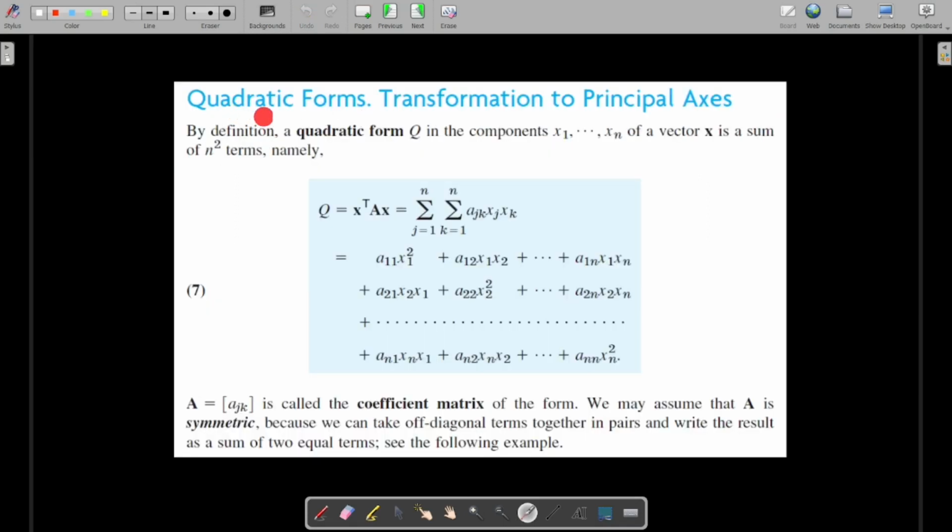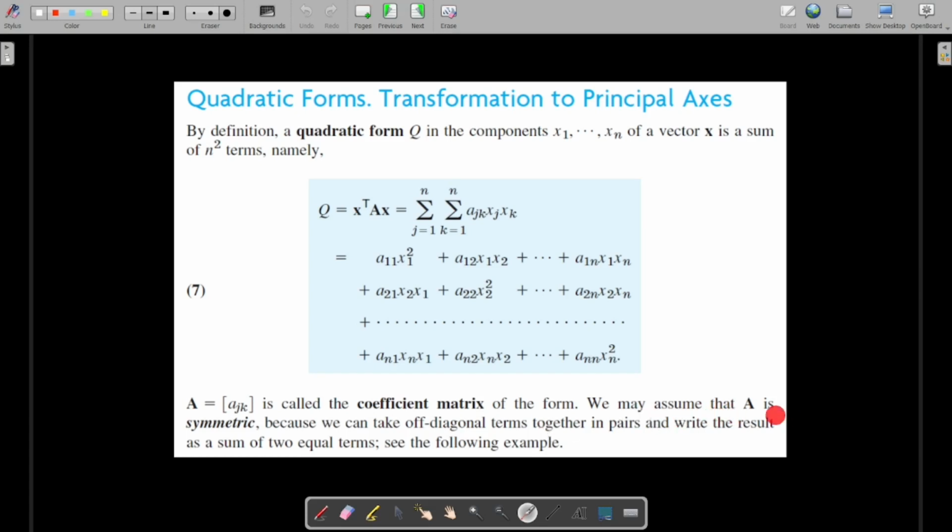Now let me explain what we mean by a quadratic form. A quadratic form Q with the components x1, x2, etc., xn of a vector x is a sum of n squared terms, namely Q equals x transpose Ax. So in a quadratic form with n components x1, x2, etc., xn, there will be terms with x1 square, then x1x2, etc., x1xn. Also terms with x2x1, x2 square, etc., x2xn. And likewise there will be terms with xnx1, xnx2, etc., xn square. Here the matrix A is called the coefficient matrix of the quadratic form.